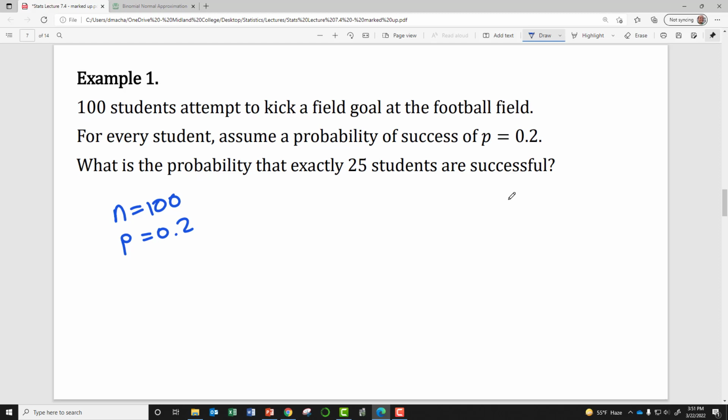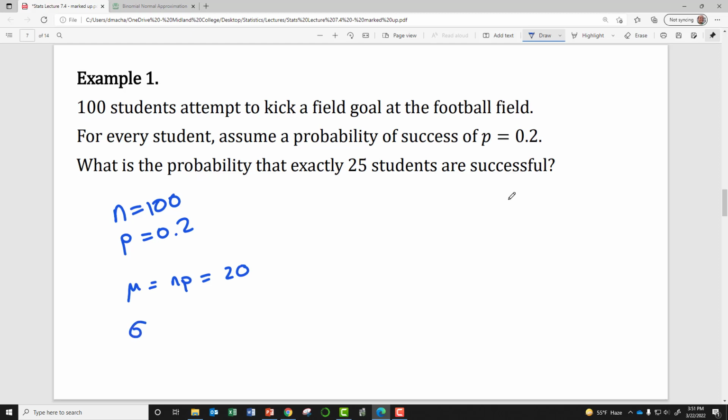And if I want this probability, I could use the binomial distribution PMF and evaluate it at 25, but that's not the point of this section. The idea of this section is to actually do the normal approximation to it. And so we'll calculate mu, the mean, is going to be n times p. So my mean will be 100 times 0.2. My mean will be 20.